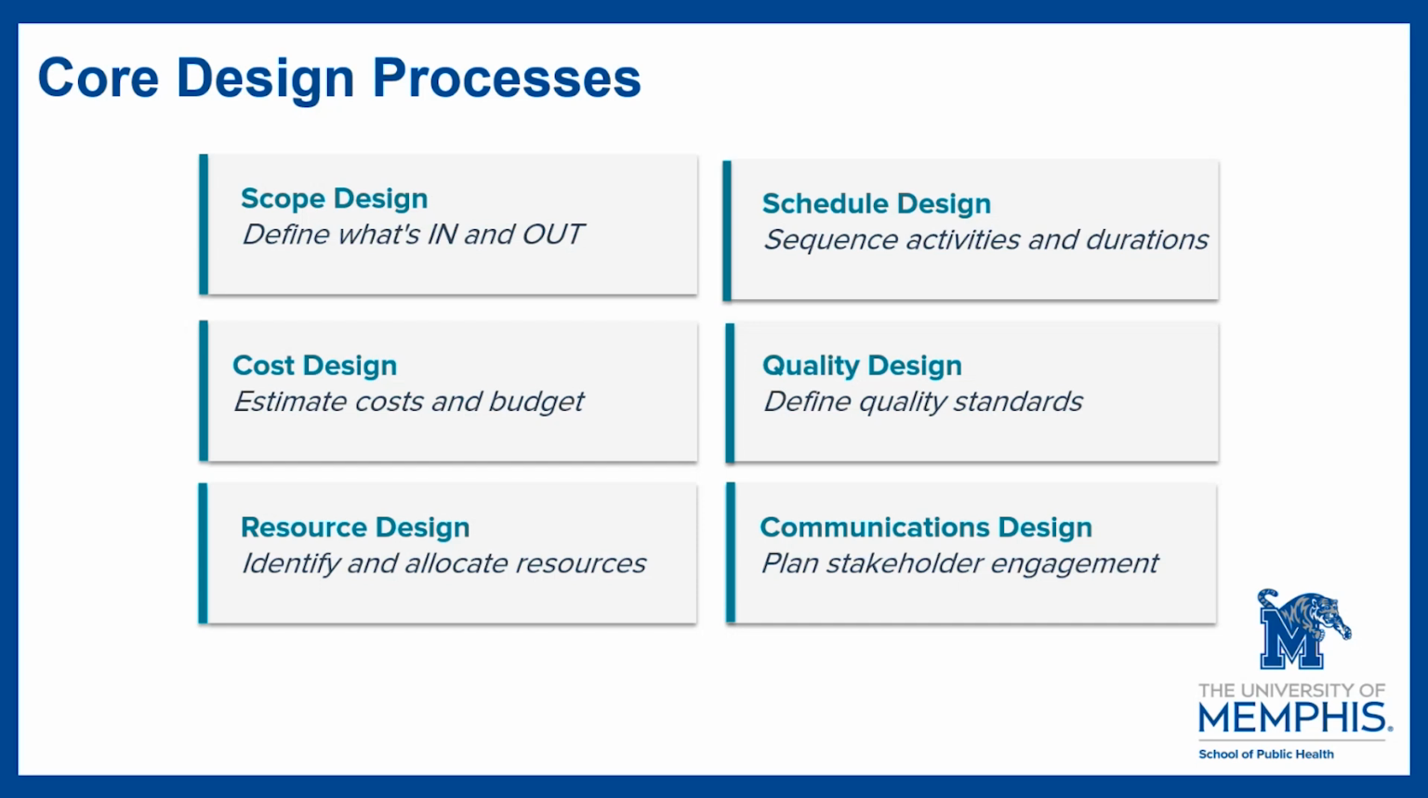So in summary, these 6 areas ensure the project is designed in a complete and balanced way. Scope, what will we deliver? Schedule, when will we deliver it? Cost, what will it cost? Quality, what good looks like? Not what looks good, but what good looks like. Resources, who and what we need. Communication, how are we going to keep everyone aligned and informed?